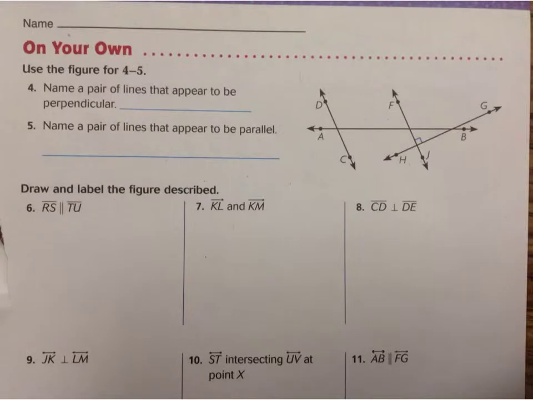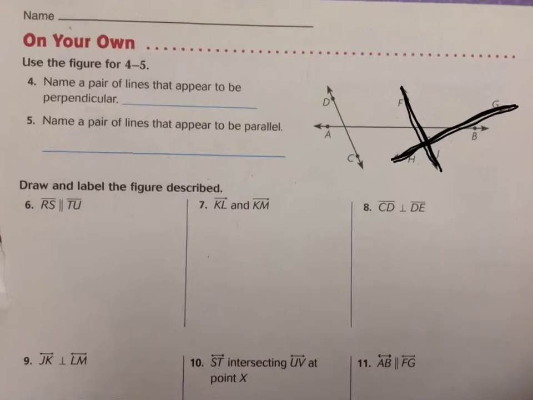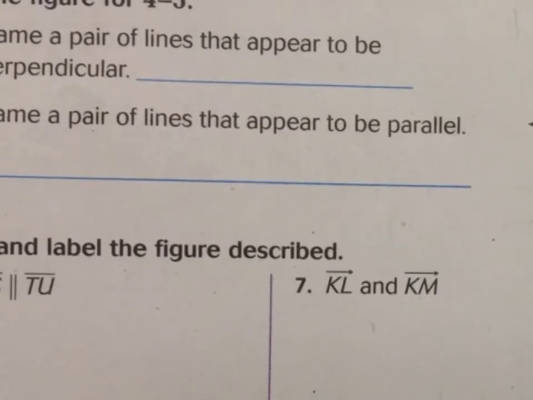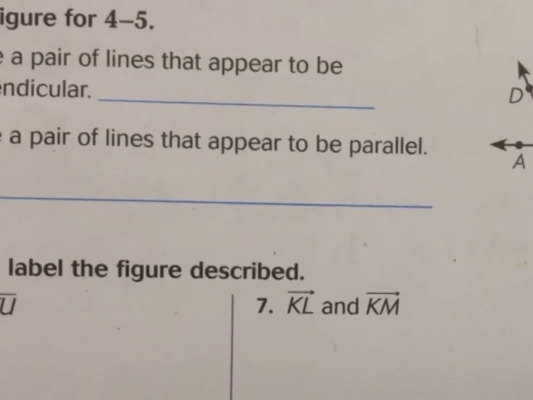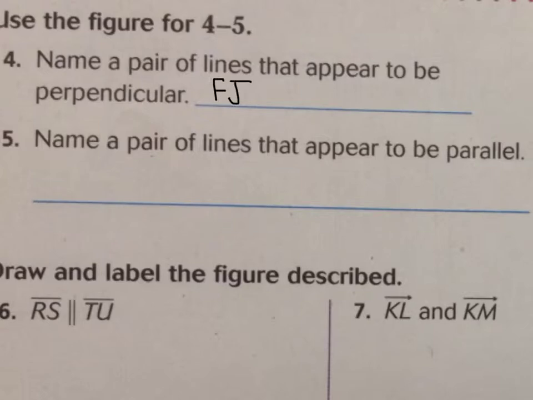On numbers 4 and 5, we are supposed to use the picture on the right. Number 4 says name a pair of lines that appear to be perpendicular. And remember, perpendicular means that they are crossing to make right angles. The picture gives us a nice clue here because they show us the right angle symbol, which is a small blue square. Whichever 2 lines make that right angle are the 2 lines that are perpendicular. In this case, that would be FJ and HG. They make right angles when they cross. So we will zoom in here so we can write it down correctly. Our 2 lines are FJ and HG, and we do need to put our line symbol on top, which is a line with 2 arrows, just like a line is in real life.